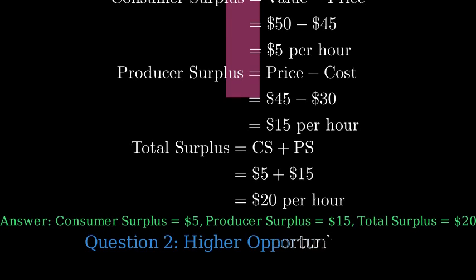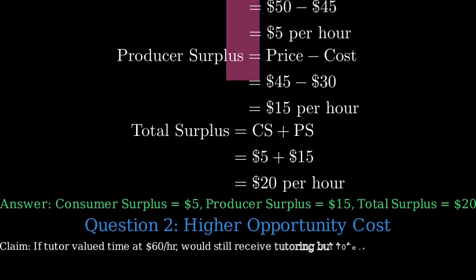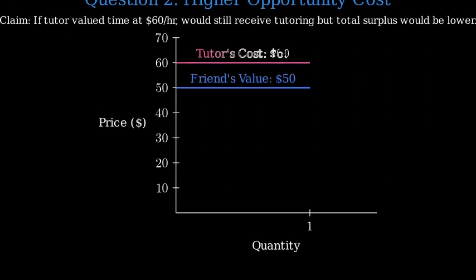Now, let's move to question 2. The claim states, if the tutor valued their time at $60 per hour, and all parties behave rationally, my friend would still receive tutoring, but total surplus would be a lower positive number than the total surplus we found in question 1. Let's analyze this. If the tutor values their time at $60 per hour, this means their opportunity cost is now higher than my friend's maximum willingness to pay of $50 per hour. In this case, there is no price that would satisfy both parties.